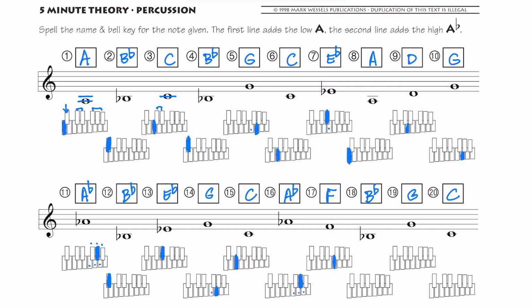F, B flat, my low note. G, I know where F is. I know where G is. C, I have my two accidentals, so I know where C is. So that's just kind of a pencil way of finding the notes on the keyboard.